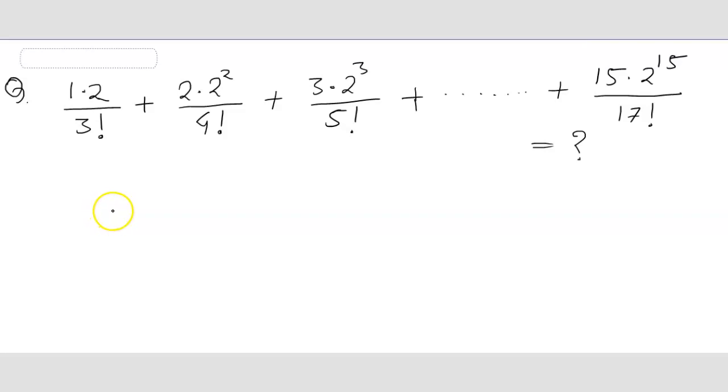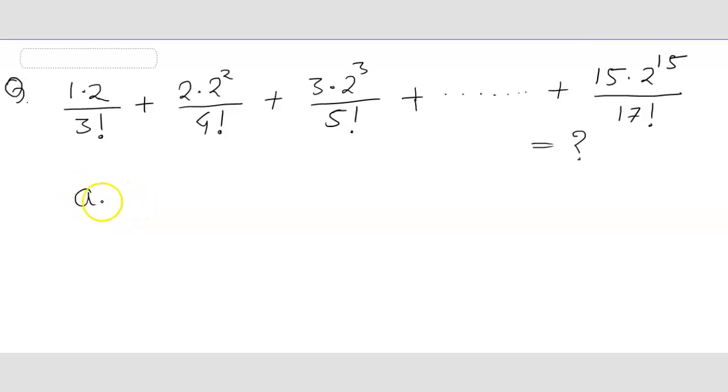Okay, let's begin. When we are given a series and we have to find the sum of the series, we first need to consider the general term of the series. It will help us in our procedures. So what will be the general term in this case?